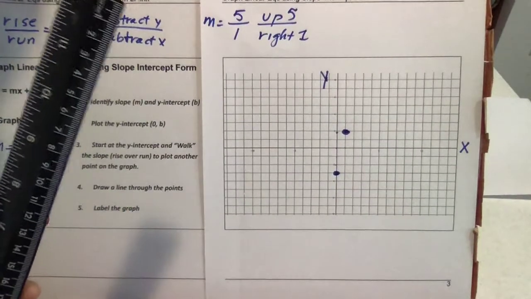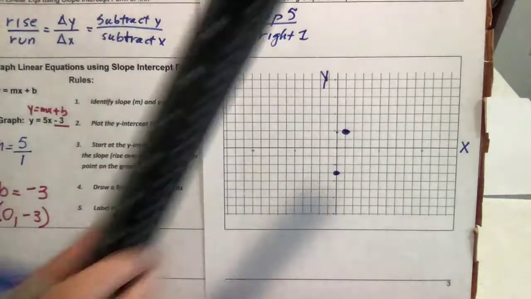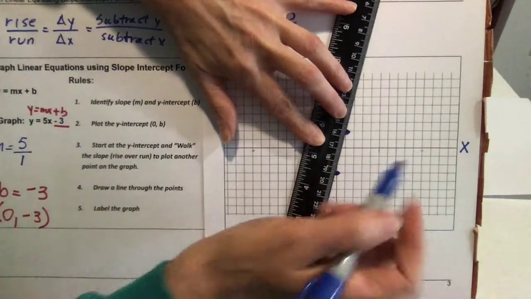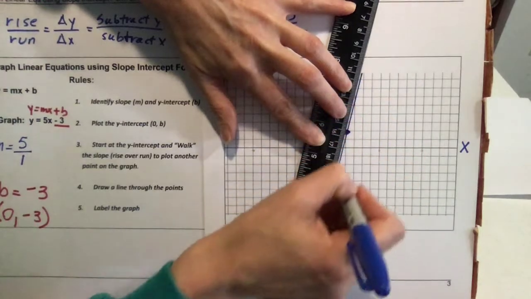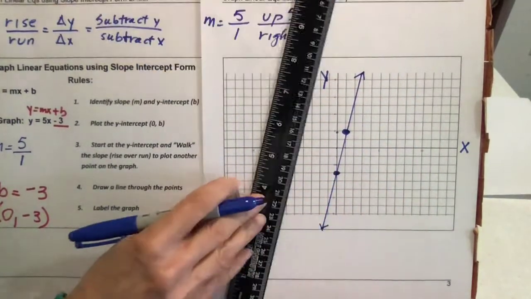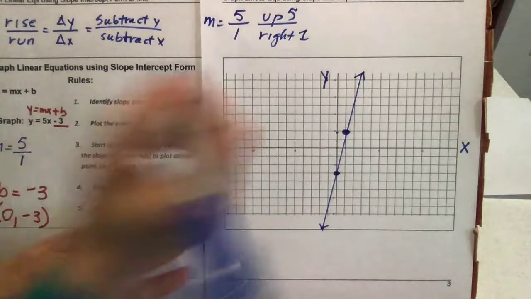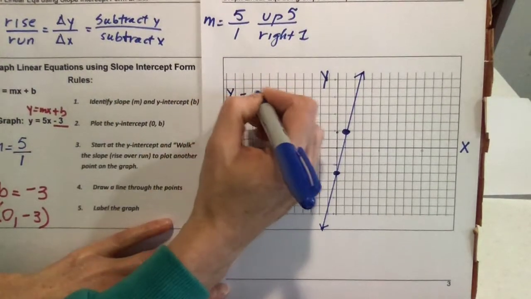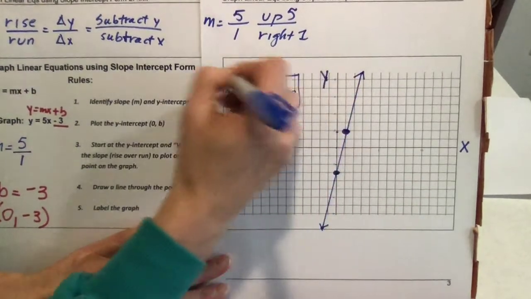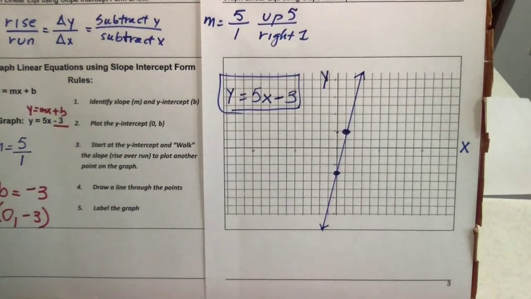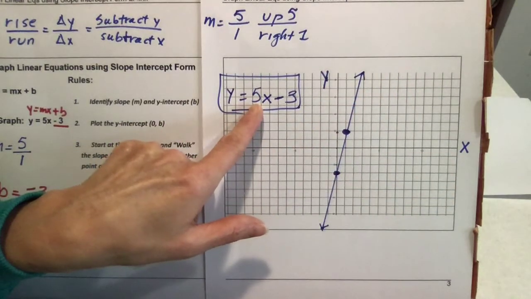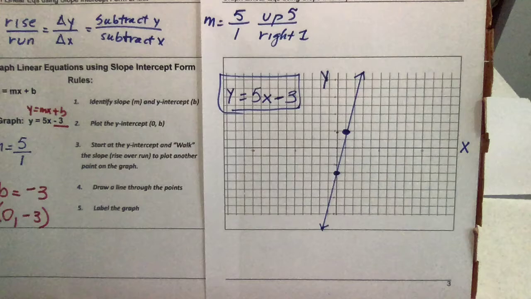Then you're going to get your ruler and connect your 2 points carefully. Go all the way through the coordinate plane, arrows on both ends. And this is the equation y equals 5x minus 3. That's its name. And there you have it. As you can see, your line is increasing, and that makes sense because your slope is positive.